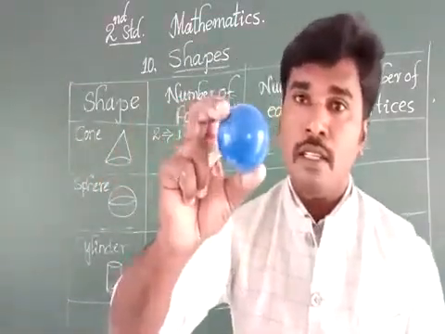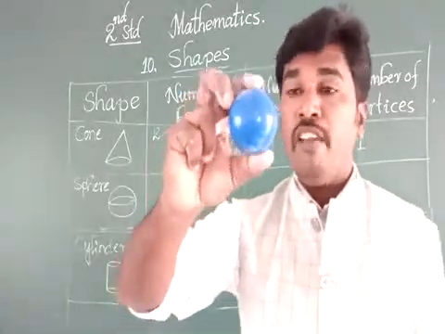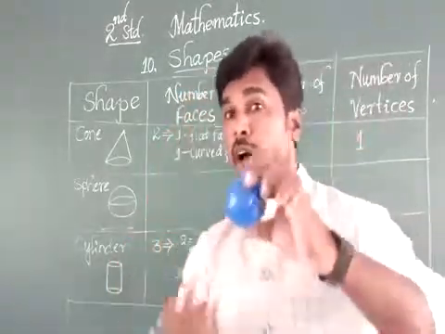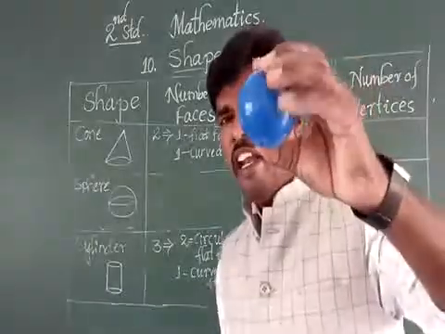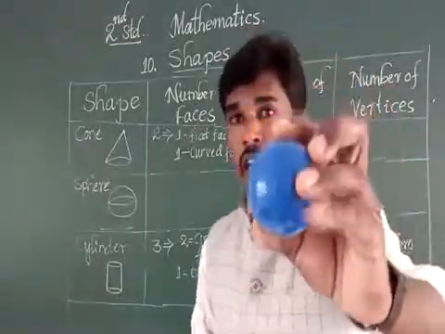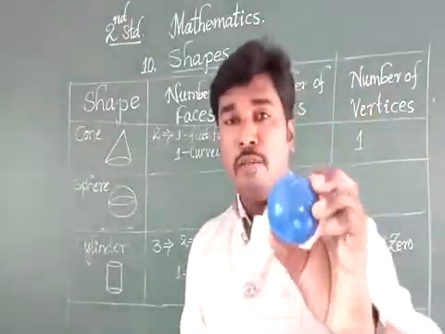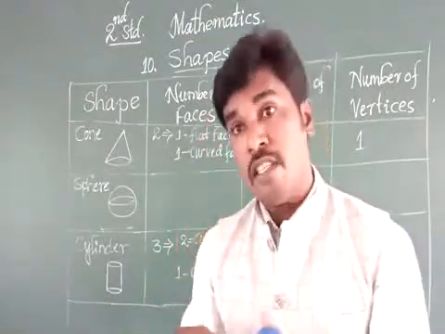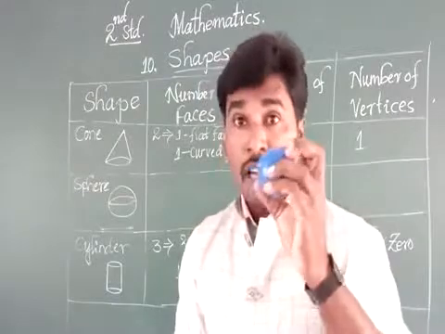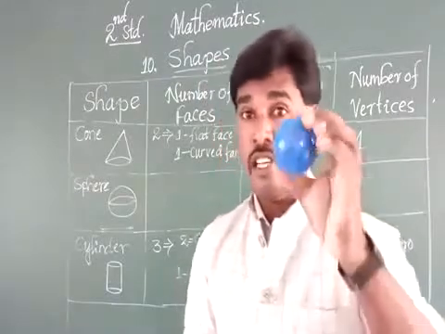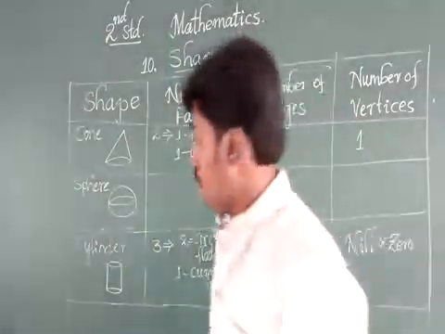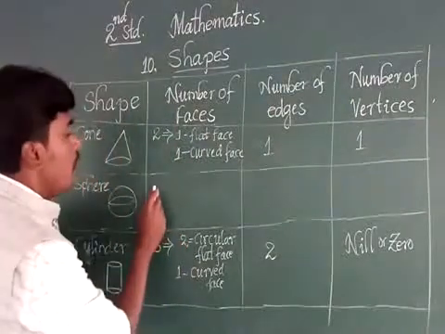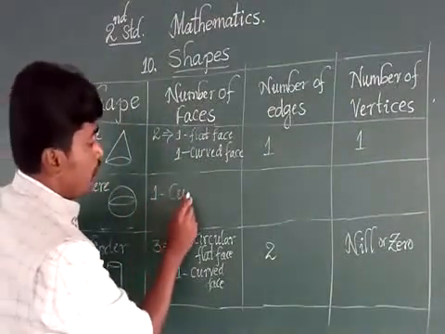So this is a sphere. How many faces is it having? You only count it. In any direction if you are turning, we are observing only one face. Is that a flat face or a curved face? It is a curved face. How many curved faces is it having? Only one curved face.